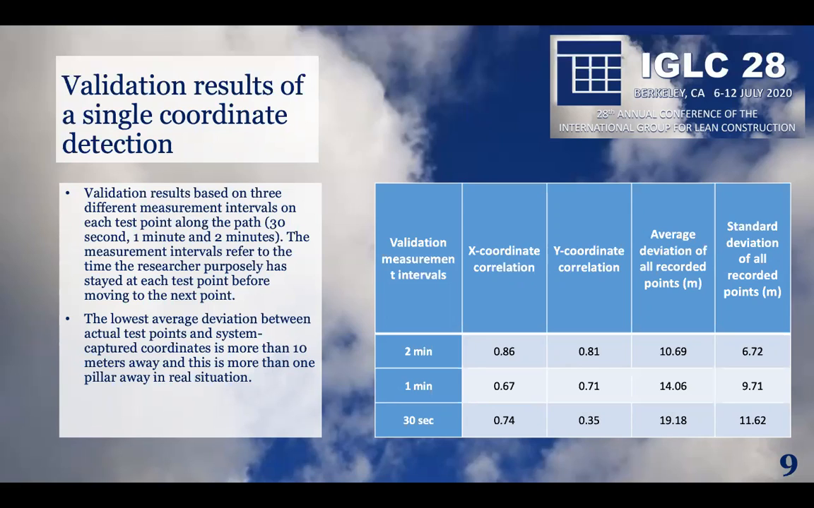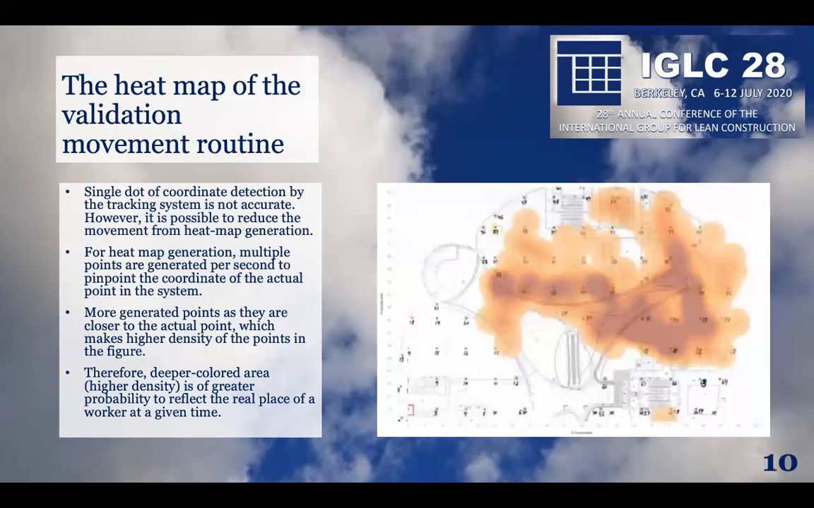However, the lowest average deviation between actual test points and system captured coordinates is still more than 10 meters, and this is more than 1 pillar away in a real situation. So a single dot of coordinates from the tracking system is not that accurate. However, it is still possible to reduce the deviation with heat map generation.